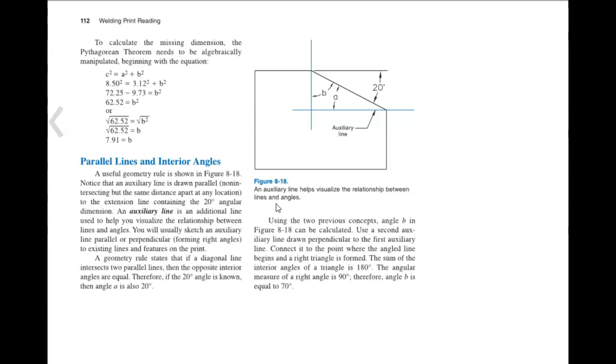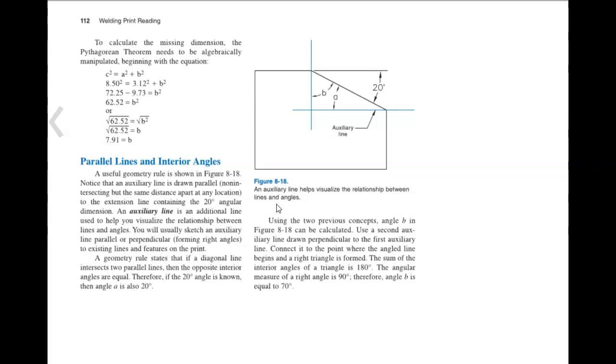You will usually sketch an auxiliary line parallel or perpendicular, forming right angles, to existing lines and features on the print. A geometry rule states that if a diagonal line intersects two parallel lines, then the opposite interior angles are equal. Therefore, if a 20-degree angle is known, then the angle A is also 20 degrees.